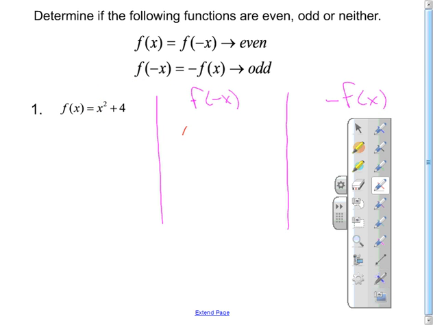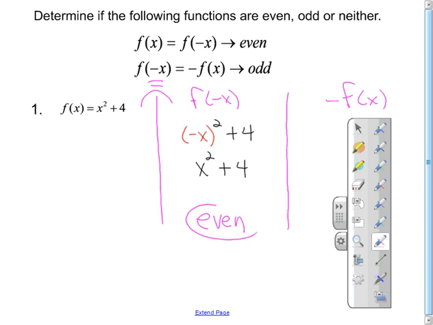So by doing that, we get negative x to the second plus 4. When we square a negative, it becomes positive. That gives me x squared plus 4. So we notice here that x squared plus 4 and x squared plus 4 are equal. So what we're saying is f at x equals f at negative x. So we said when these two are equal, the answer is that it's an even function.